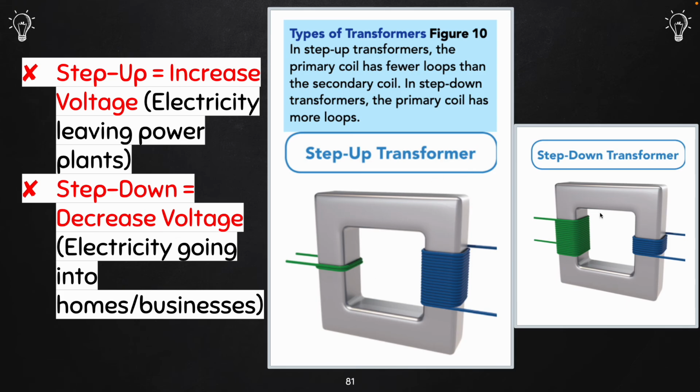So what you see inside of a transformer is you have these coils, and one of them is called the primary coil, and one of them is called the secondary coil. In a step-up transformer, the primary coil has fewer loops than the secondary coil. In step-down transformers, the primary coil has more loops. So here's a step-up: the primary coil has fewer loops, and in a step-down, the primary coil has more loops.